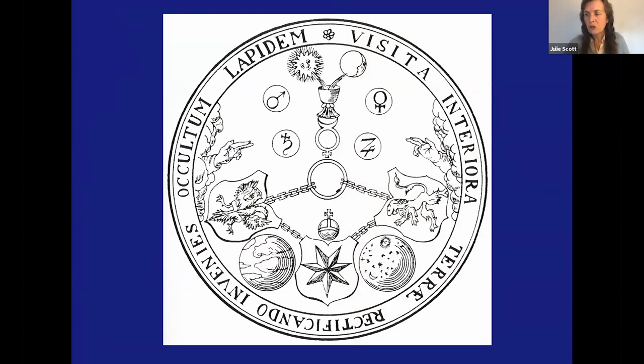This image is the vitriol image. If you read the Latin around from the top where it says visita, it's visita interiora terrae rectificando invenies occultum lapidem. And in English, this means visit the interior of earth and through rectification, which means either purification or correction or to set right, you will find the hidden stone. So this is a formula to find the philosopher's stone in spiritual alchemy. Visit the interior of earth, and through rectification, you will find the hidden stone.